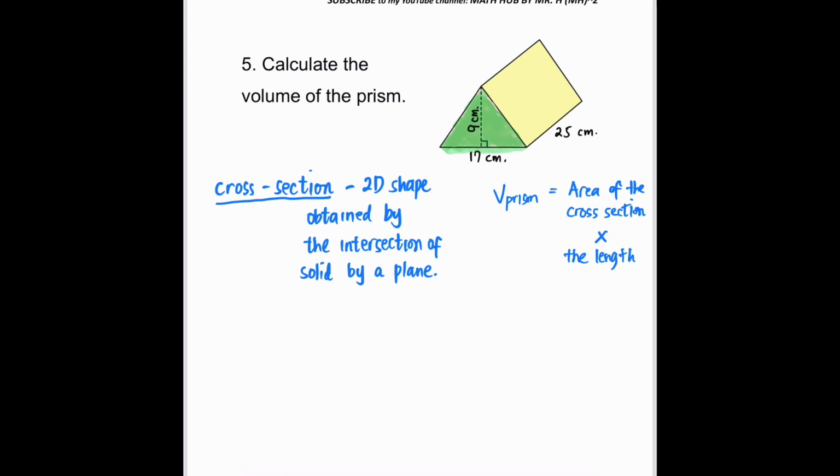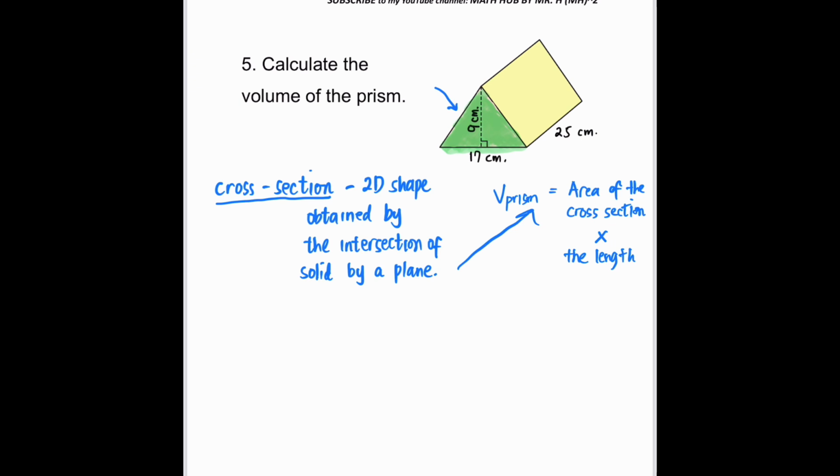So again, if you try to cut the prism using a flat cutter, for example, you will see this triangle after cutting the prism. And why do we need to take note of what the cross section is? Because it will play a vital role in calculating the volume of the solid, like what I already mentioned earlier. To find the volume, you need the area of the cross section multiplied by the length.